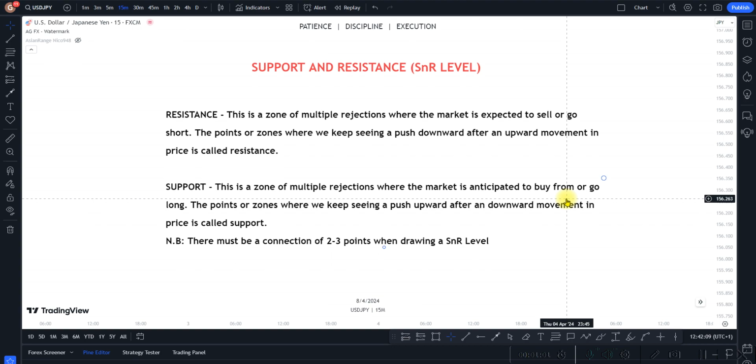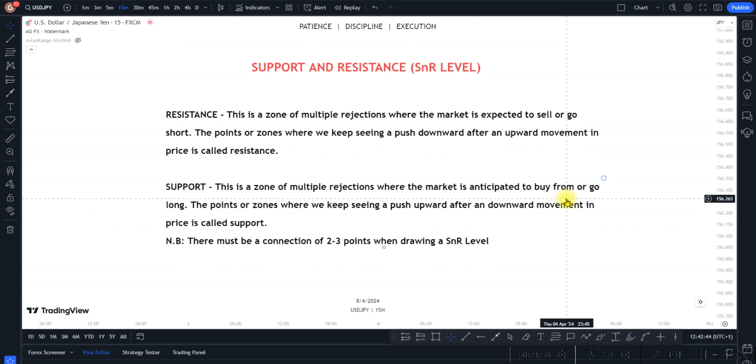Now, let's go into resistance. What do we understand by the word resistance? Resistance is simply a zone of multiple rejections where the market is expected to sell or to go short. So these points or zones where we keep seeing a push downward after an upward movement in price are what we call resistance. We are going to see a pictorial description shortly. This is just a definition of what resistance means.